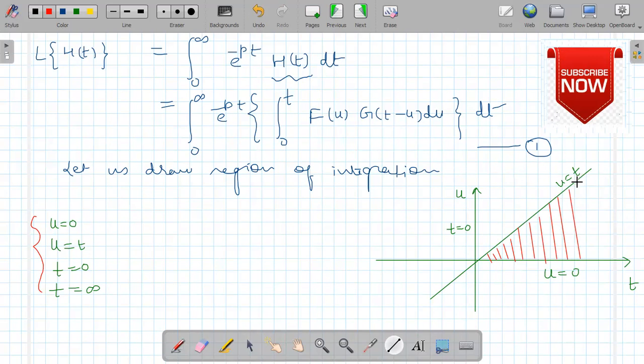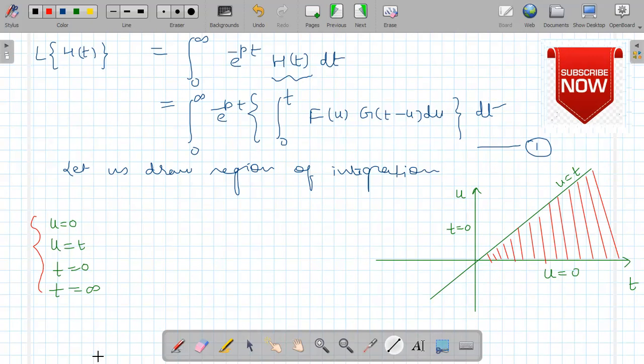I'm shading it with red color. And this is the open, unbounded region of integration. Okay. Now, we change the order of integration. How do we change the order of integration?